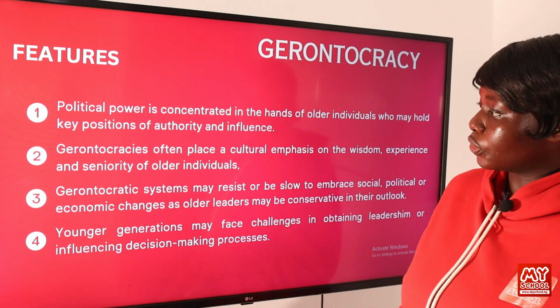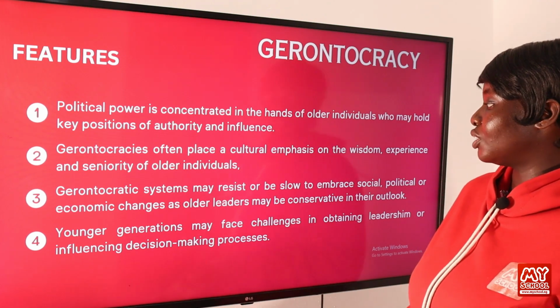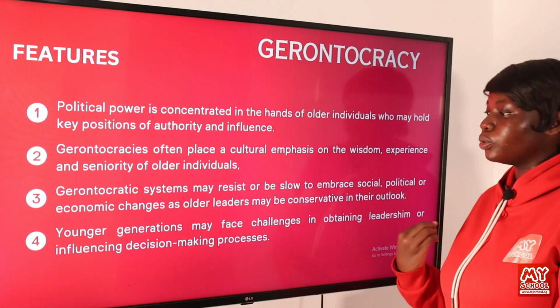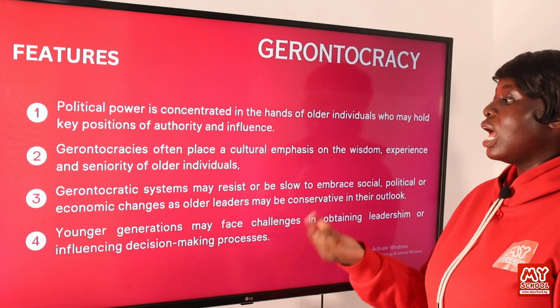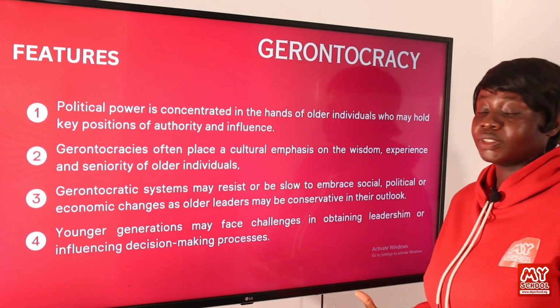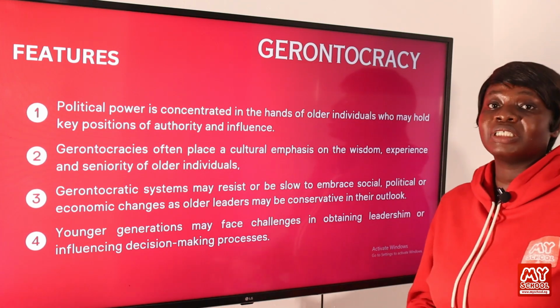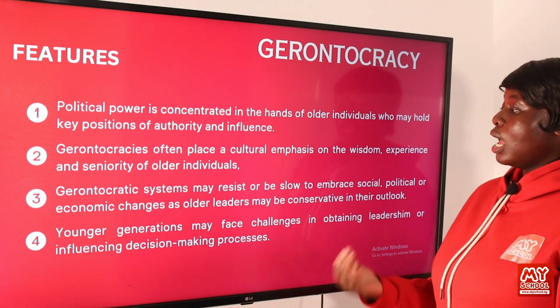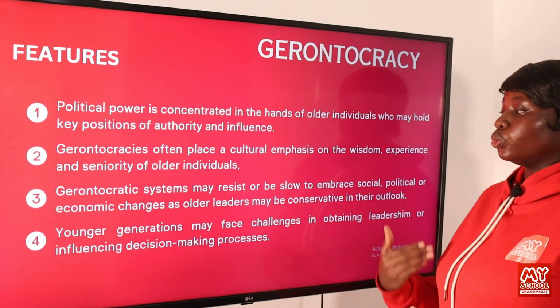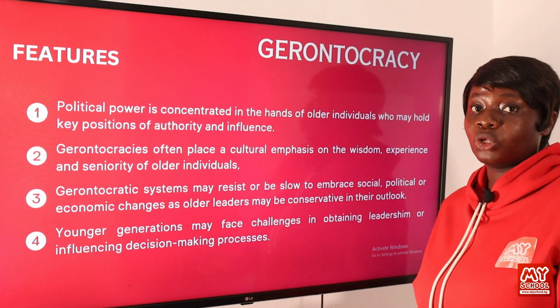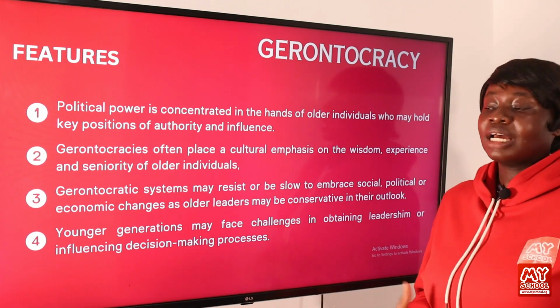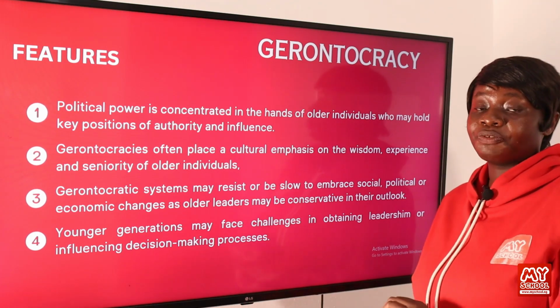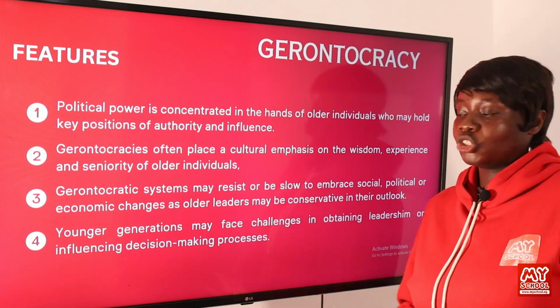Another feature of gerontocracy is that the system may resist or be slow to embrace social, political, or economic changes, as older leaders may be conservative in their outlook. To be conservative means that you like to retain or stick to customs and traditions. And when you do that, you do not embrace new things, new technologies, new ideas. As a result, it might be very slow or resistant to change.